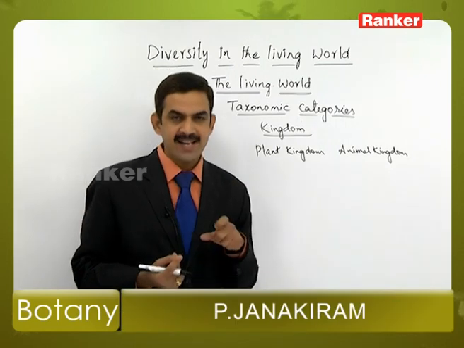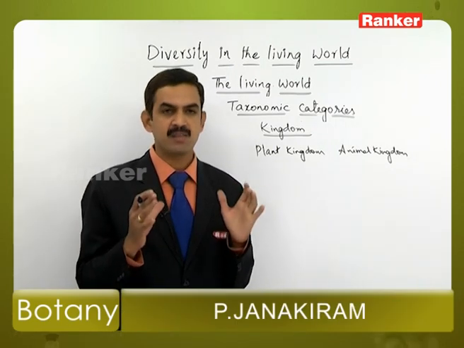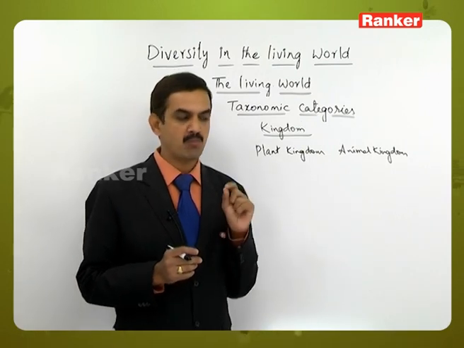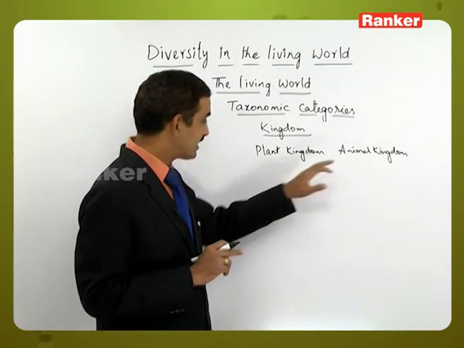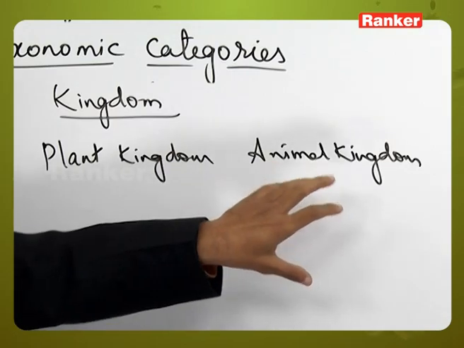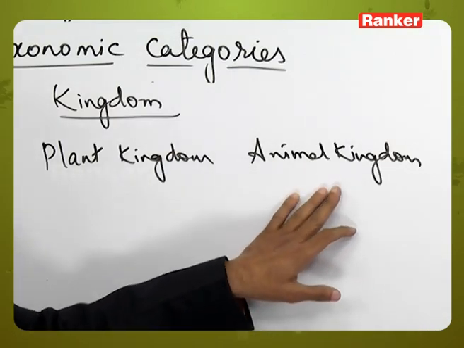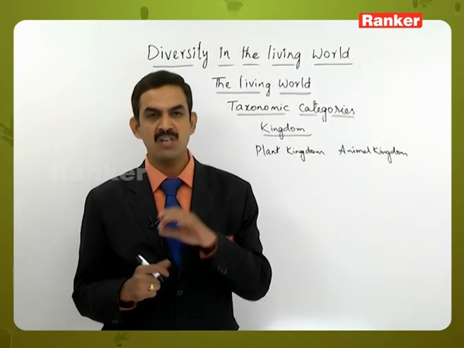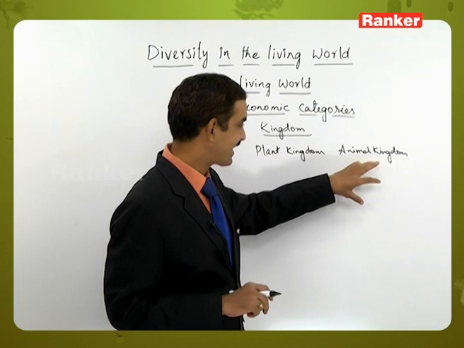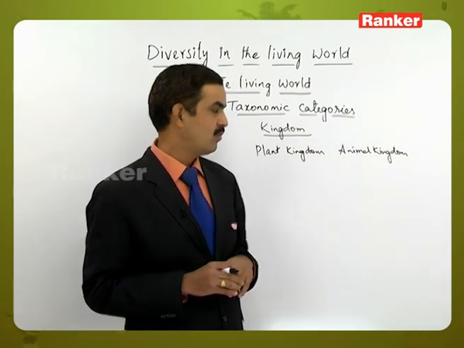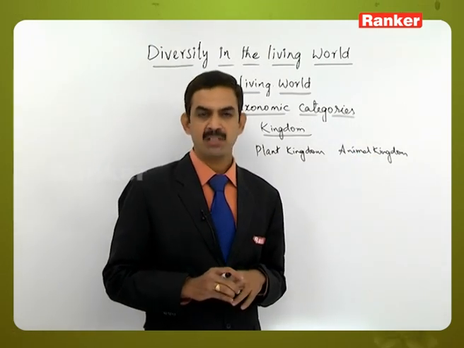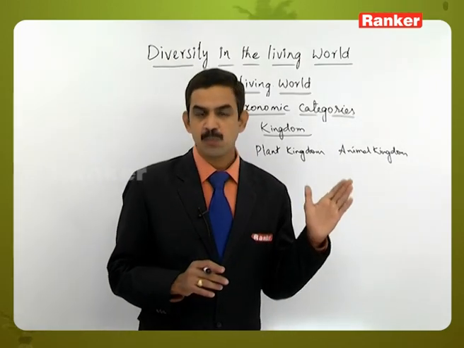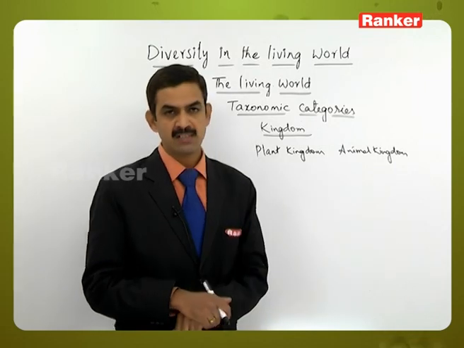So do all the plants have similarities? Here we can see a maximum number of differences, but at the same time we can find a small number of similarities also. In the same way, are all the animals similar? No, there are a lot of differences, but despite all those differences we can find very few similarities also. Based on that, all the animals have been kept under one kingdom, called the animal kingdom. And we have started with the smallest one, that is species, and ended with the largest one, that is kingdom.